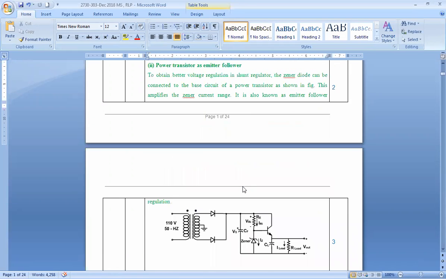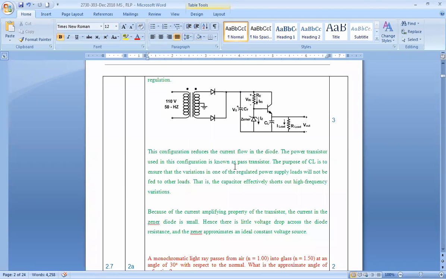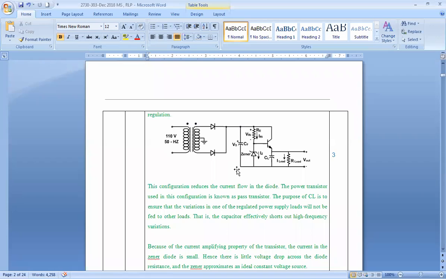So next, how can we use this power transistor as an emitter follower? If it's asked as just a question, then how can you answer? Of course, they are not going to tell you to draw a circuit and explain it, but just for the purpose of understanding, you should be knowing.